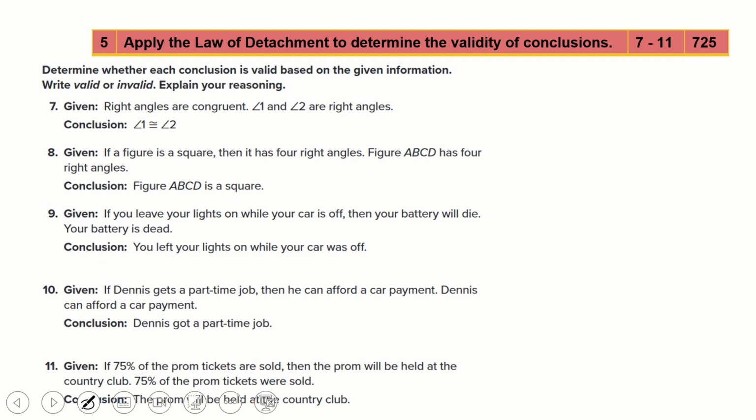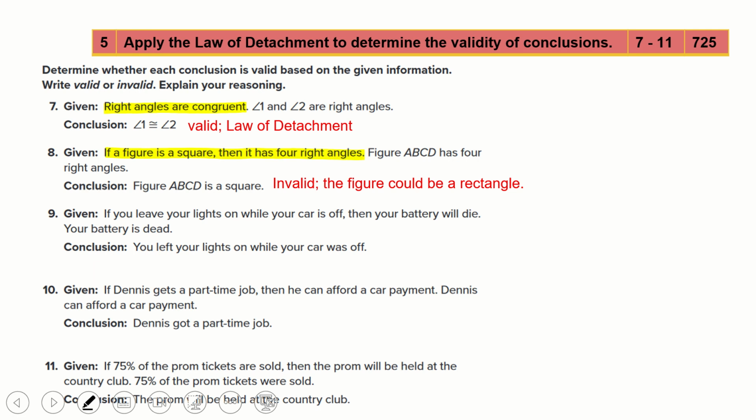Question number 5 says apply the law of detachment to determine the validity of the conclusions. So right angles, let me use a highlighter here. Right angles are congruent, 100% true. Angle 1 and 2 are right angles. Can we conclude that they are congruent? Yes, we can. So this is a valid conclusion by the law of detachment. It says if a figure is a square, then it has 4 right angles. This is the given statement. If we know a figure ABCD has 4 right angles, can we conclude that it is a square? No, because it could be a rectangle, right? So this is invalid. The figure could be a rectangle.